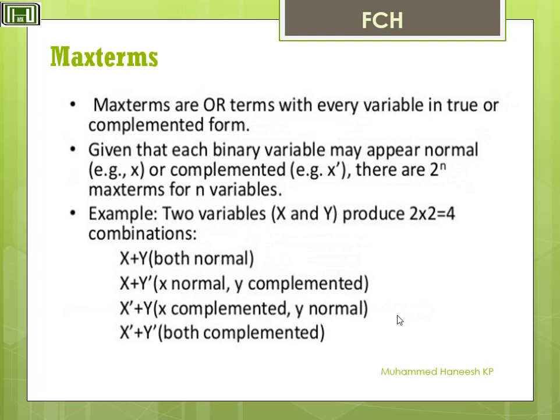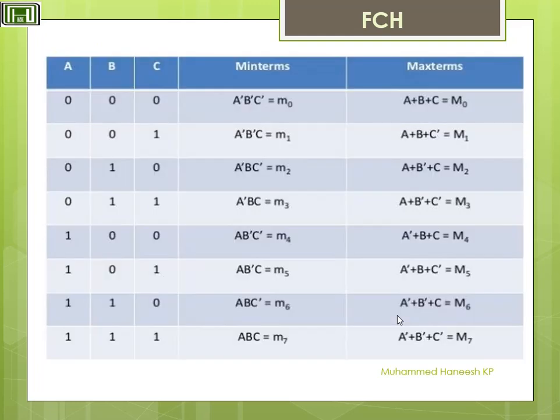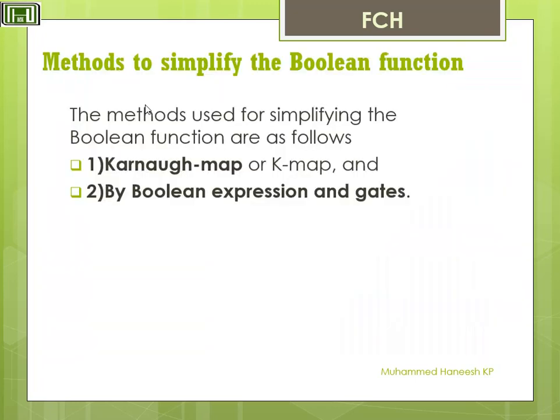This is minterm. Now maxterm, in the case of OR. Maxterms are OR terms with every variable in true or complemented form, given that each binary variable may appear normal or complemented, for example x or the complemented form of x, that is x complement. There are 2 raised to n maxterms for n variables. Example, two variables x and y produce 2 times 2, that is 4 combinations. That is, we have the result x + y complement, x complement + y, then x complement + y complement. These are the maxterms. Now we have the following chart for 3-bit binary numbers from 1 to 7. I hope you understand. Thank you.